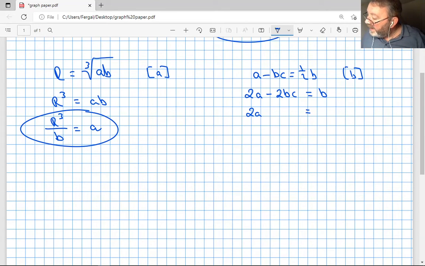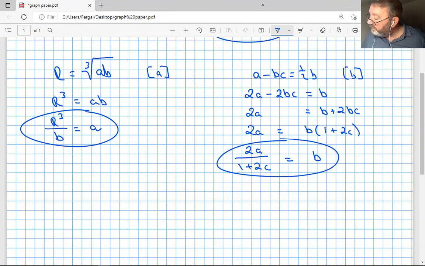So therefore, when I add 2bc to this, that'll cancel, and you'll get b plus 2bc. Now, 2a is equal to, look, b is common. b goes into itself once, and b goes into 2bc, 2c times. And finally, 1 plus 2c is multiplying b on the right hand side, so therefore 1 plus 2c will divide 2a on the left hand side, and there it is, equal to b.